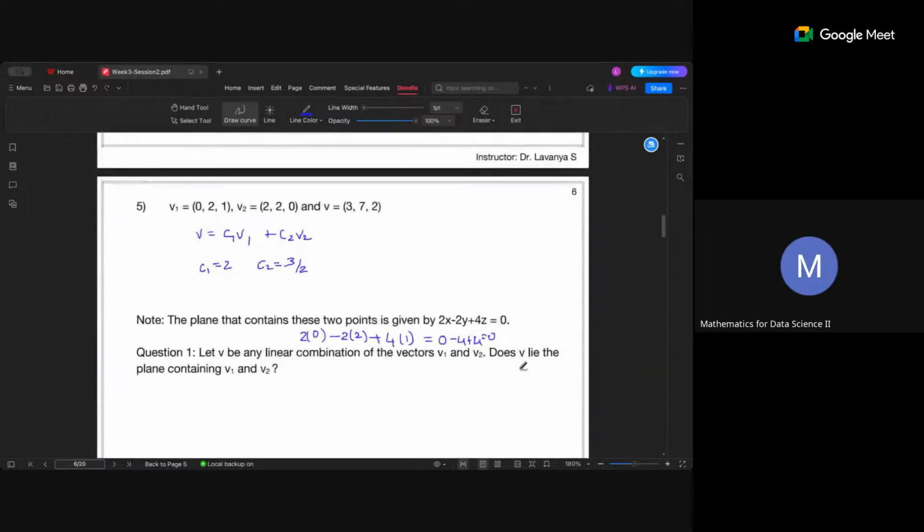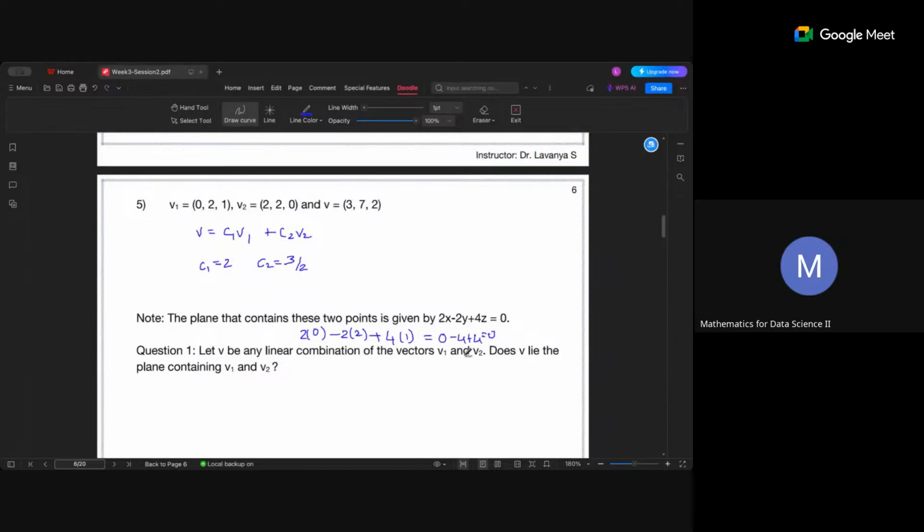Okay. Now the question is, let V be any linear combination of the vectors V1 and V2. So it means V is some C1 V1 plus C2 V2. Now, does V lie in the plane containing V1 and V2? What is your answer? Yes, ma'am. Okay. How can we check that? Just simply by putting the values, as we checked the above point. You can see that just by simply substituting this, you can do this. How can we do this?